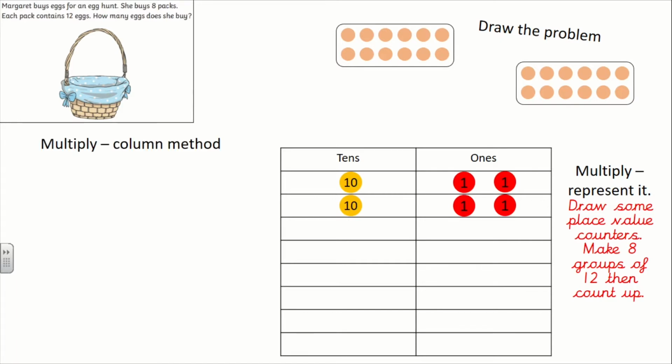Strategy 3 is using column multiplication. So I'd make sure that my 8 was below the 2 so that my columns are set up properly. Then I would do 8 times 2, making sure I carry across any 10s onto the next column. Then I would do 8 times 1, adding any 10s to your answer.